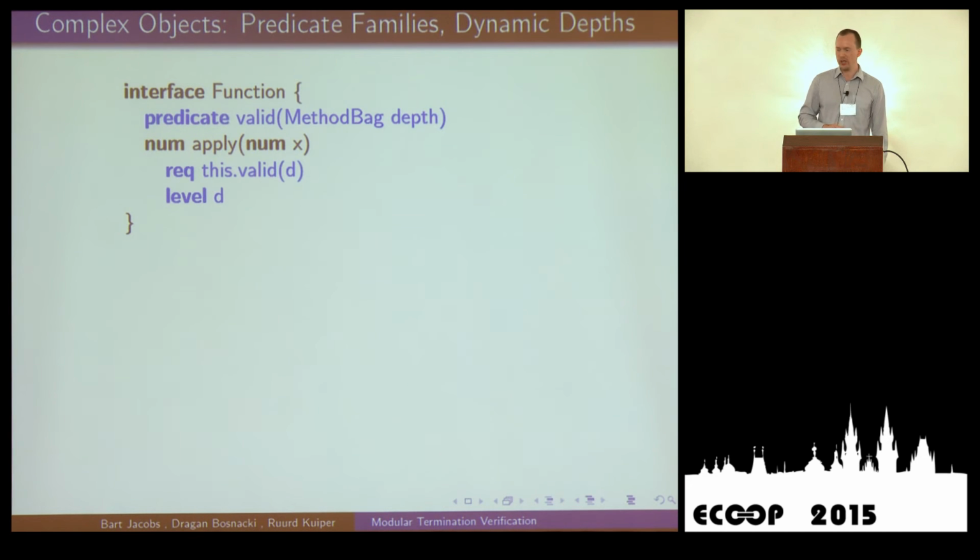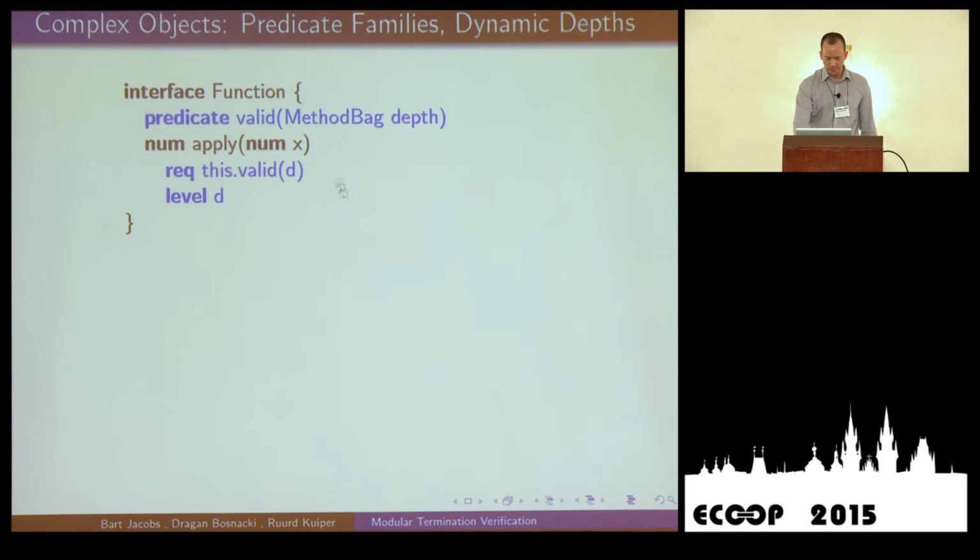So what we will do is associate a dynamic depth with each object, and we will do that as follows. We will use abstract predicate families. That's an existing approach for specifying dynamic binding. So we will have in function a predicate valid, and it will take a parameter called depth of type method bag, or multiset of methods. By the way, these predicates are also already used for safety verification to express invariants of objects and those kinds of things. So we're piggybacking on top of an existing practice of having predicates in interfaces.